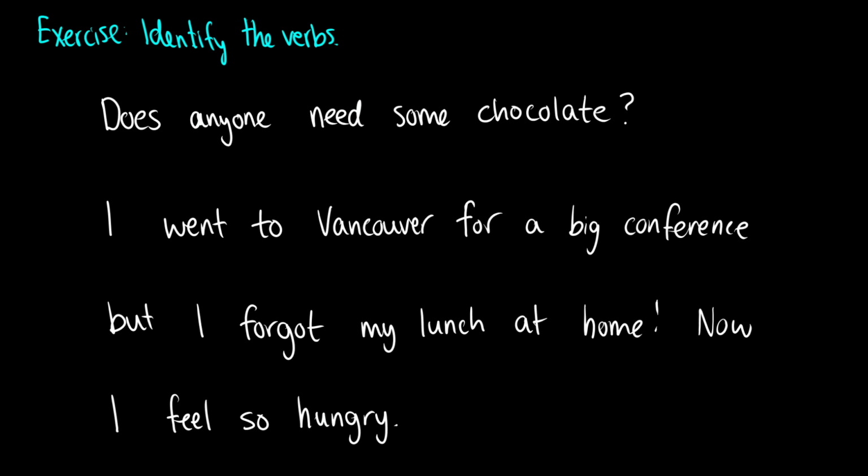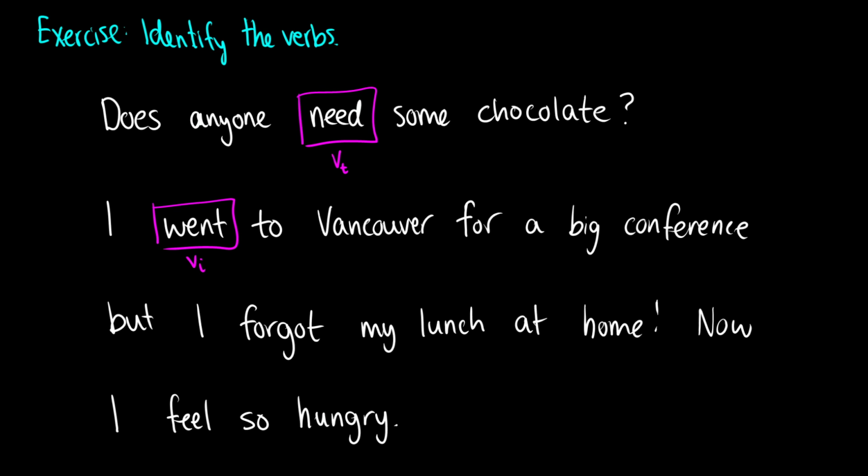So, does anyone need some chocolate? So, need here is our first verb. You need something. I need something. If we're going to use the labels from before, this would be an example of a transitive verb, since the subject needs something else. I went to Vancouver for a big conference. Okay, went. Went is a verb. It would be an intransitive verb.